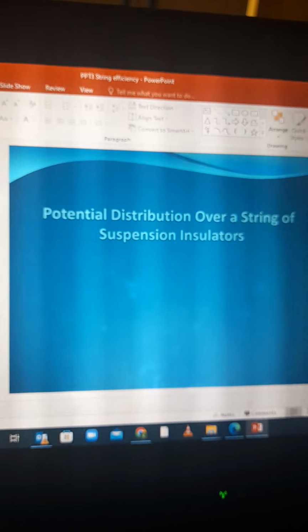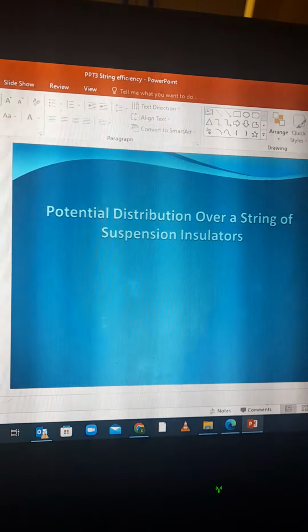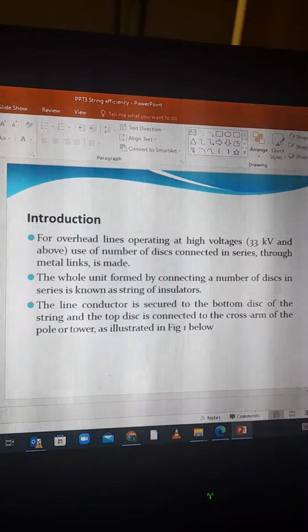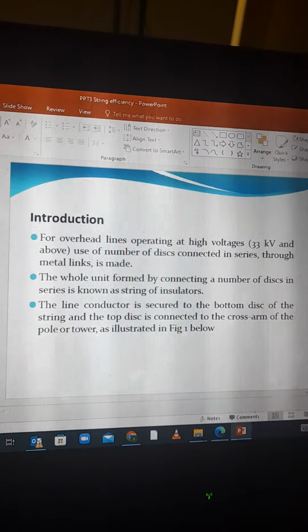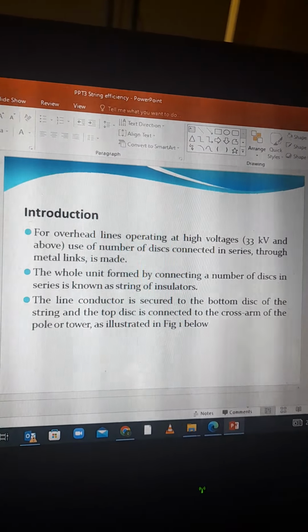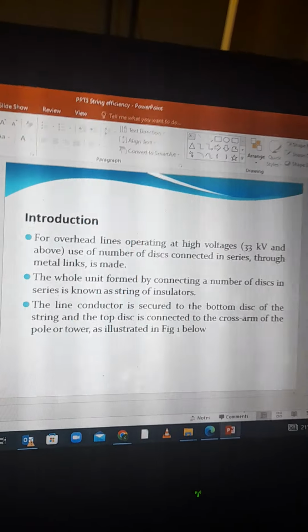This is what we covered. It's called potential distribution over a string of suspension insulators. I hope you know suspension insulators, one of the types of insulators. So we covered that introduction, but I will dwell much on the calculations. This introduction, I think you can understand.